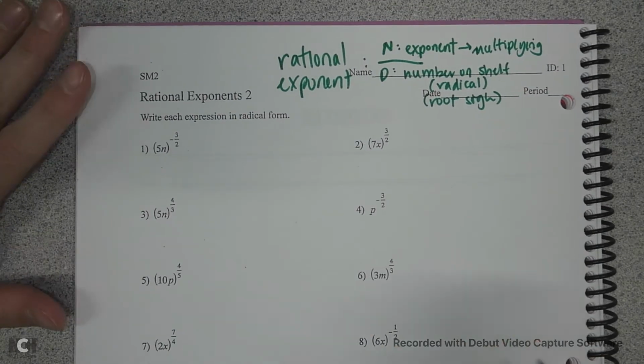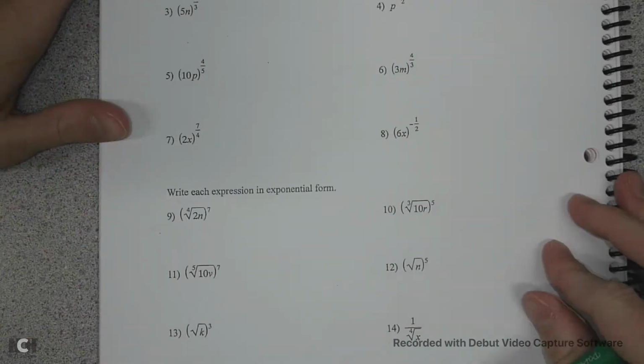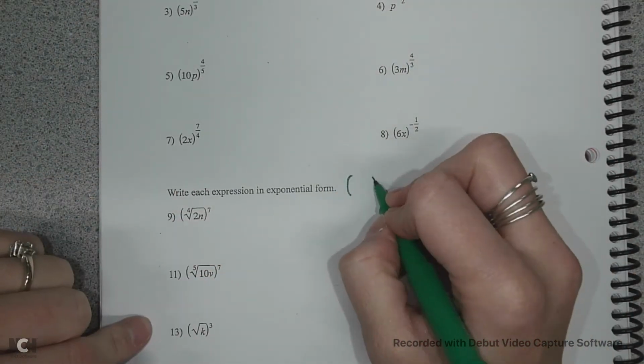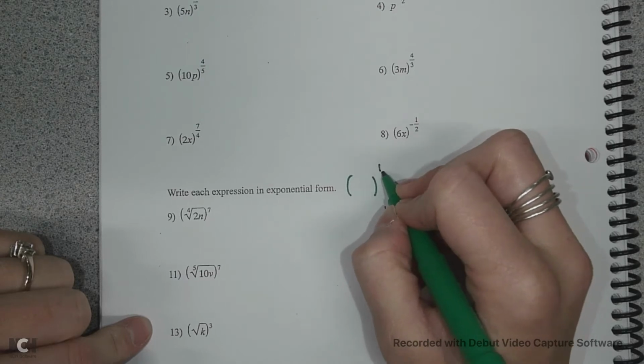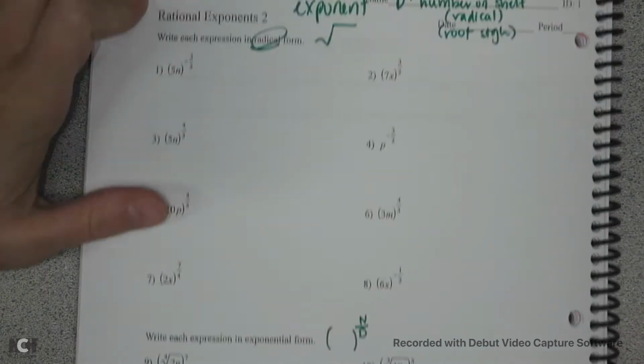So when your directions say radical form, it's talking about some sort of root. And when it says exponential form, then that's talking about your exponent. So you'll have some sort of parentheses with some cute little numerator and denominator for an exponent. Okay, so we're going to start at the top.